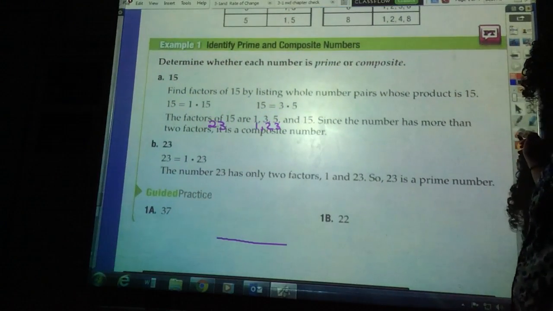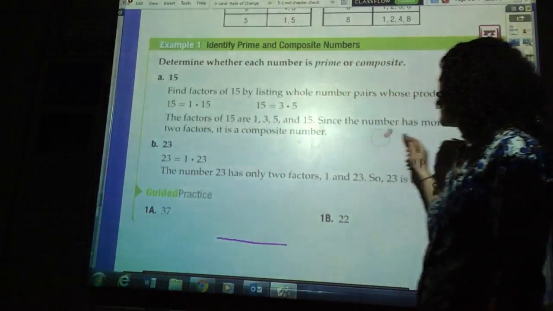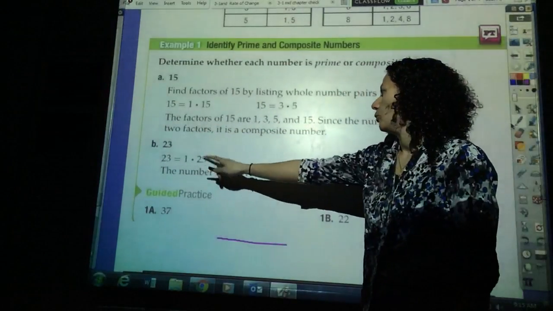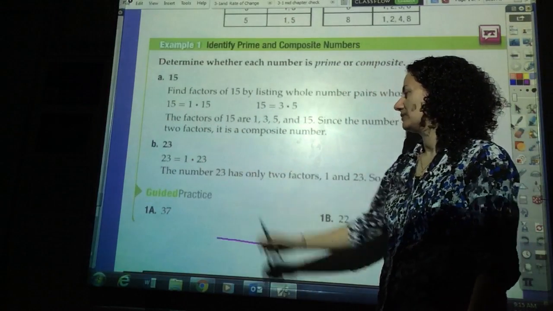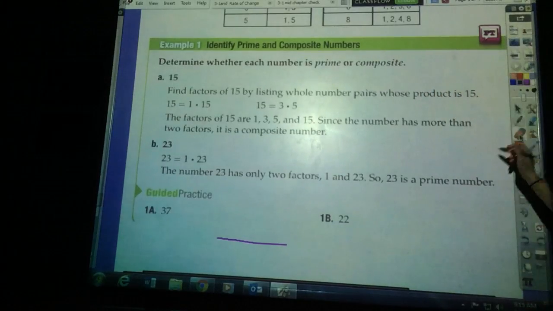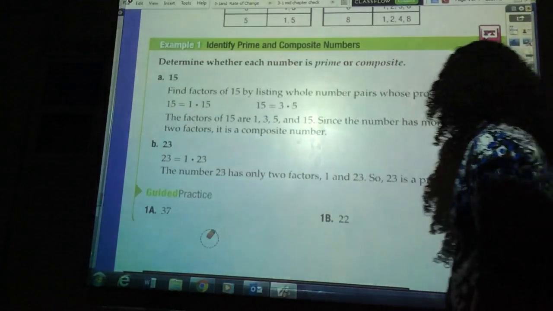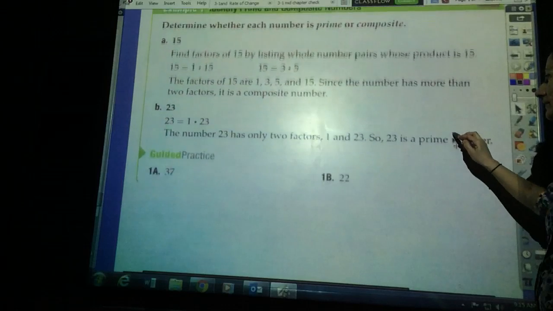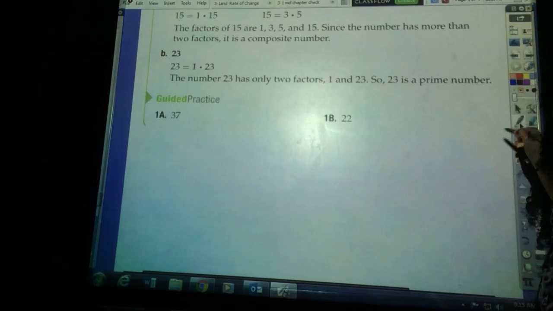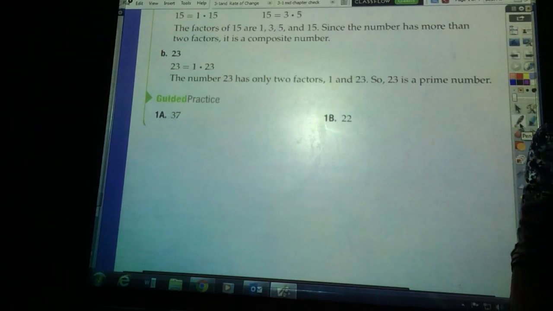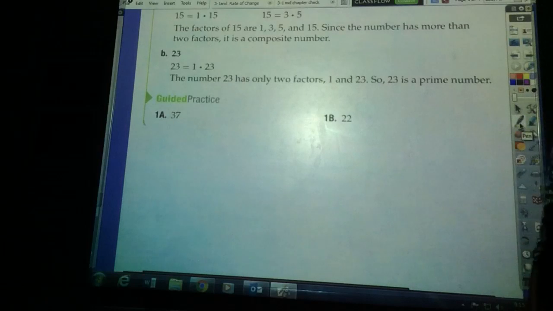23, I already mentioned. 23 is prime because only 1 and 23 go into 23. So why don't you think about the 2 numbers at the bottom here, and see if you can figure out whether 37 and 22 are prime or composite. Pause the video.